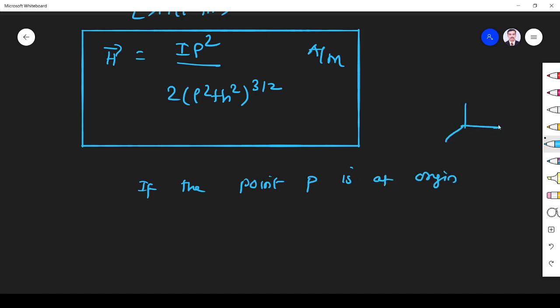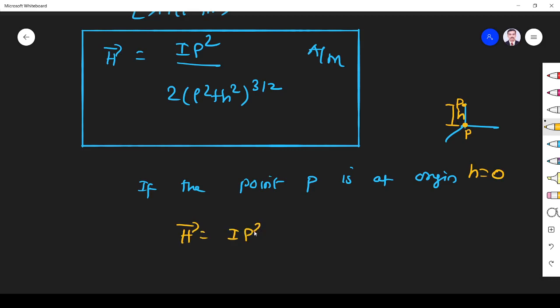See, in our example, P was here. The distance, this is P, the distance is h. If P comes here, it will come here, new P. What is the h value? H is 0 because this is the distance. The distance from origin to P is h. Now P itself is in origin, so h becomes 0. So h becomes 0. What is my h vector now?